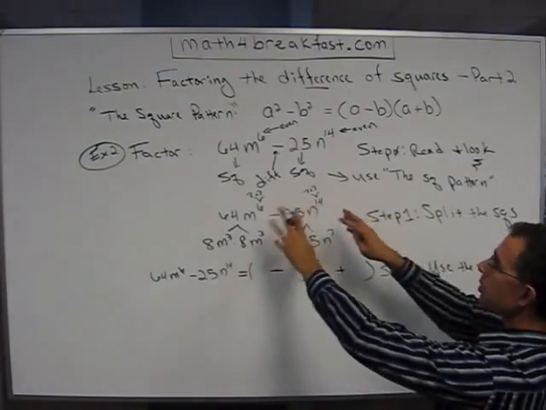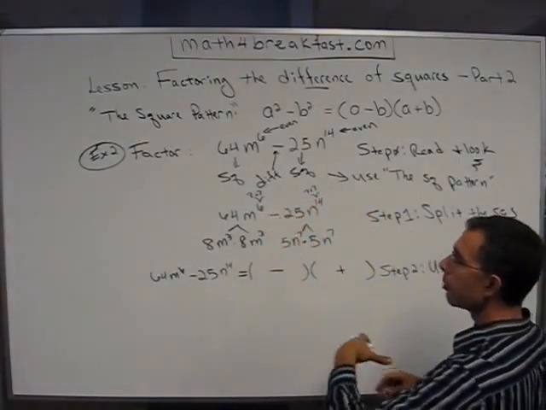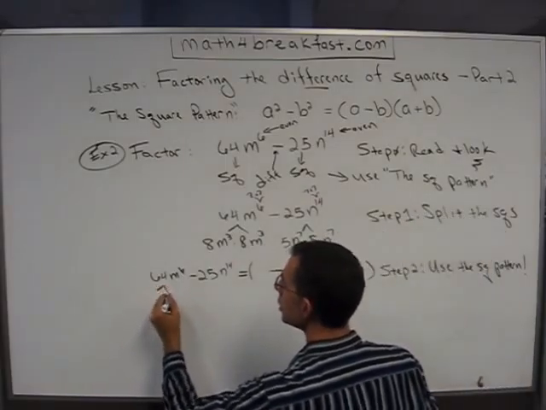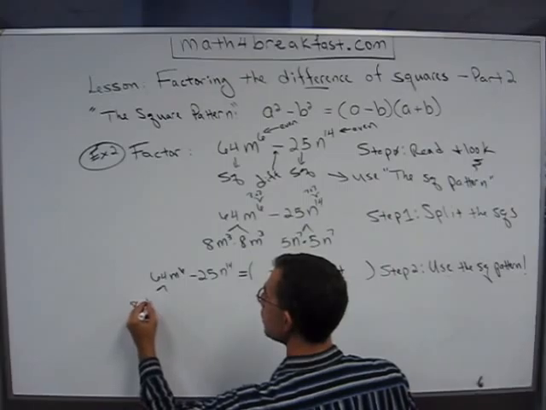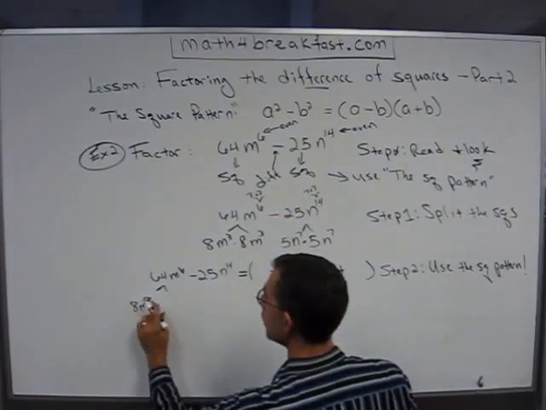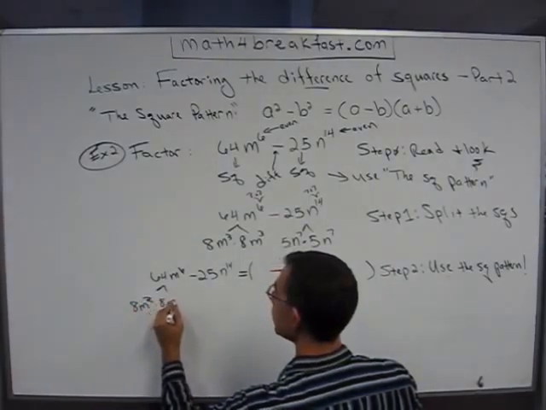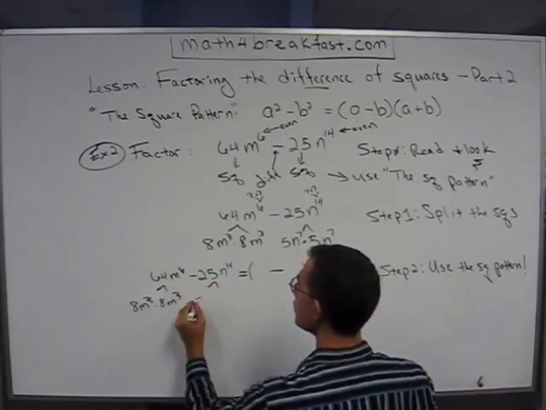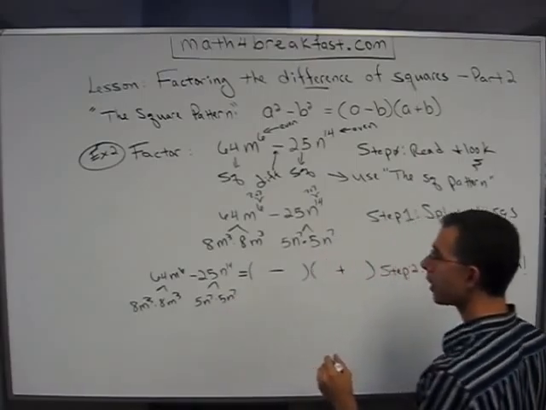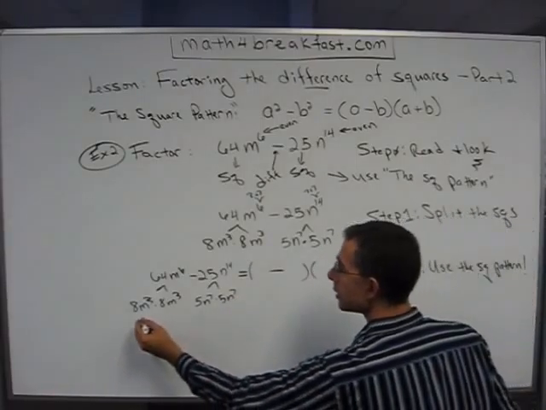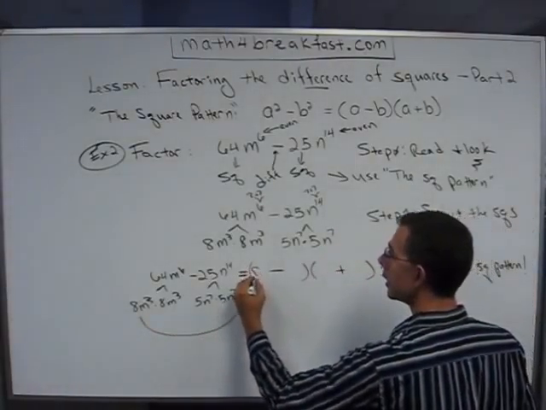I know I had step 1 split, step 2 use pattern, but you would kind of do it more like this. You would just start splitting this over here: 8m to the 3rd times 8m to the 3rd. And you split this into 5n to the 7th times 5n to the 7th. All right, well done. And now we take this first guy and put it here.